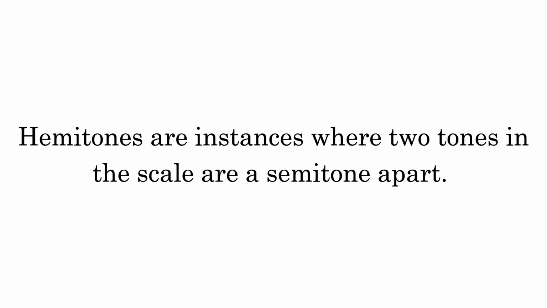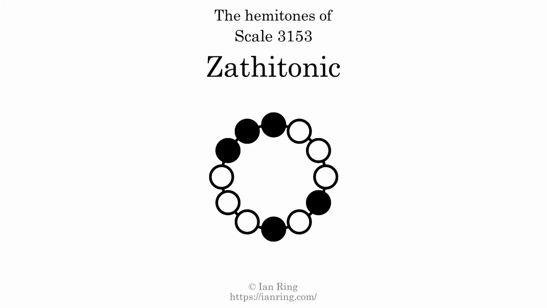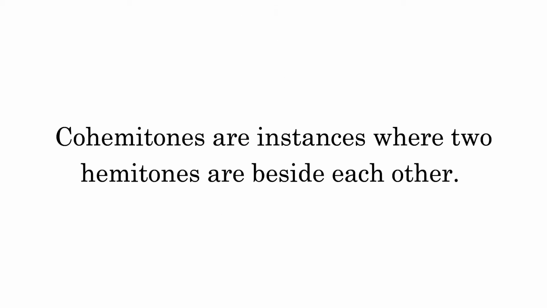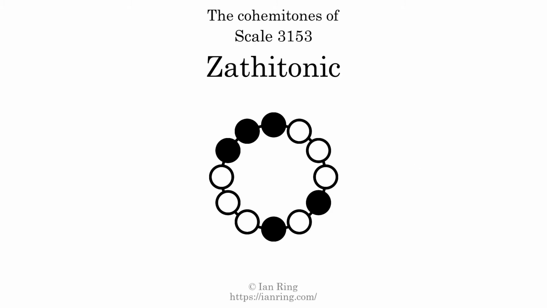Hemitones are instances where 2 tones in the scale are a semitone apart. This scale has 2 hemitones. They are at positions here and here. Cohemitones are instances where 2 hemitones are beside each other. This scale has 1 cohemitone here.